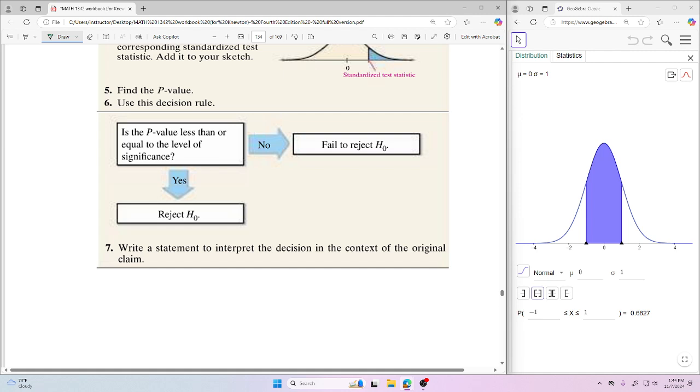Here, they're talking about this. See how the p-value is less than the significance level. Again, that's like 5%. Is it less than 5%? Yes, reject. No, fail to reject. Again, that means accept. Cool. We already saw that though.